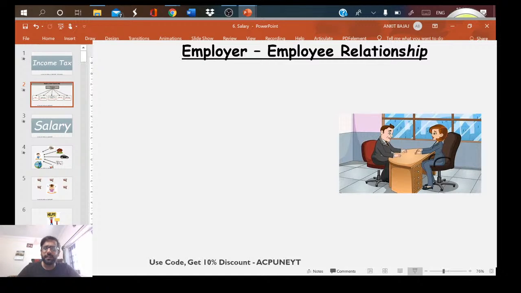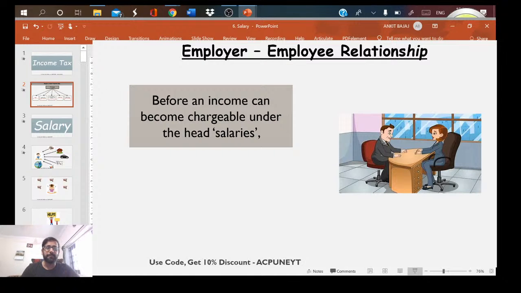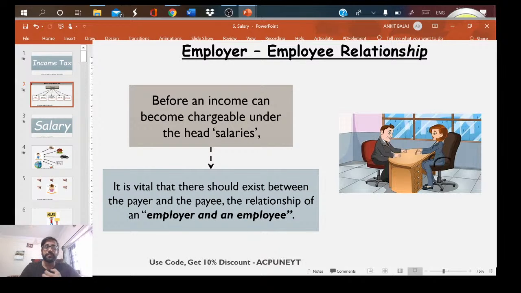So what is an employer and employee relationship? Suppose you are joining some company and there is an agreement between you and your employer that you will work on the instructions of your employer. Your employer is going to pay you that much salary and you will work for him 8 hours. This is an employer and employee relationship. So there must be such a relationship if you want that income charged under the head salary. This relation is very important. If the employer and employee relationship does not exist, whatever amount you receive is not going to be taxable under salary.